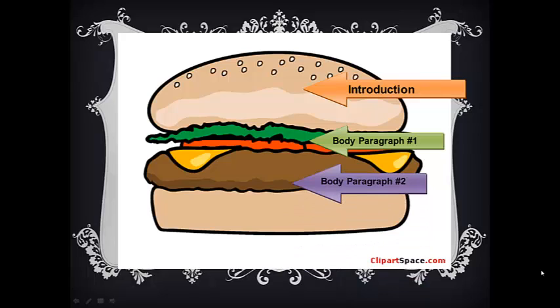Then we have body paragraph number 2. This includes the introductory sentence, the sentence that introduces your second idea from the thesis, point 1, the point you're trying to make related to the thesis, followed by proof 1, the example, and the explanation. Then point 2, proof 2, explanation 2, and finally point 3, proof 3, explanation 3, and finally the concluding sentence.